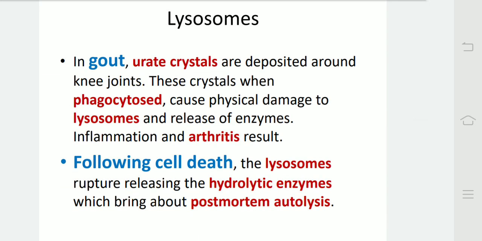Coming to lysosomal disorders, in gout, urate crystals are deposited around a knee joint. These crystals, when phagocytosed, cause physical damage to lysosomes and cause release of hydrolyzing enzymes. These lead to inflammation and arthritis. Following cell death, the lysosomes rupture, releasing the hydrolyzing enzymes, which bring about post-mortem autolysis.